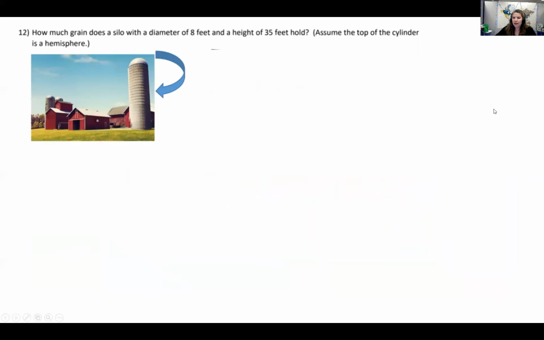All right, number 12, here we have a silo. A silo is a cylinder with a hemisphere on the top. It says how much grain does a silo have? The diameter is 8. If the diameter is 8, that means the radius is 4. The height of the cylinder is 35. And then we're going to add the hemisphere on top.